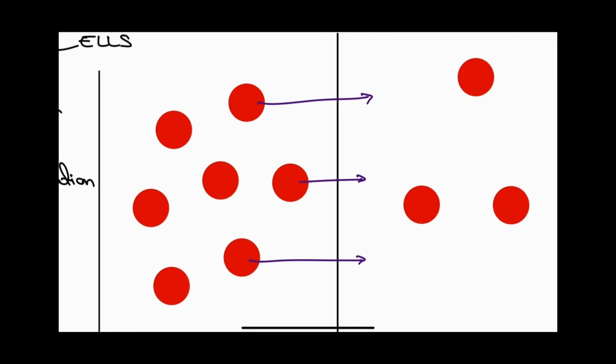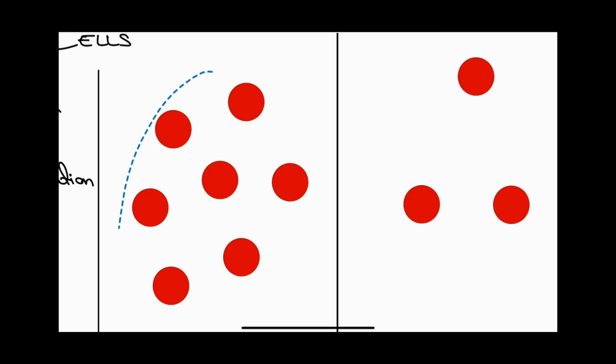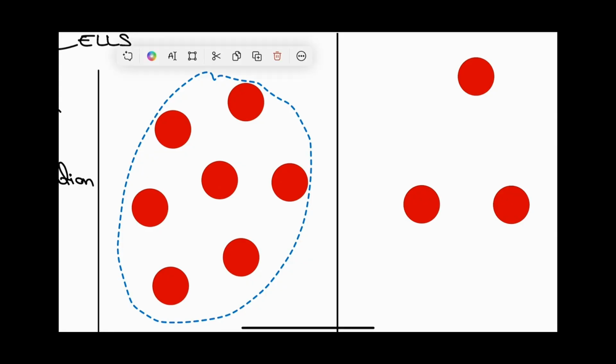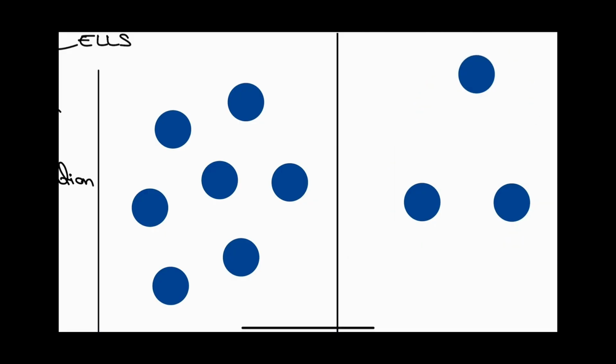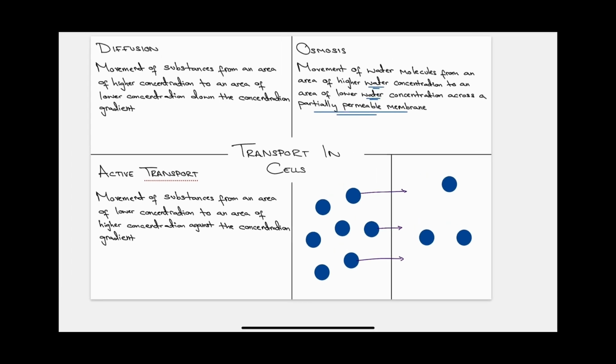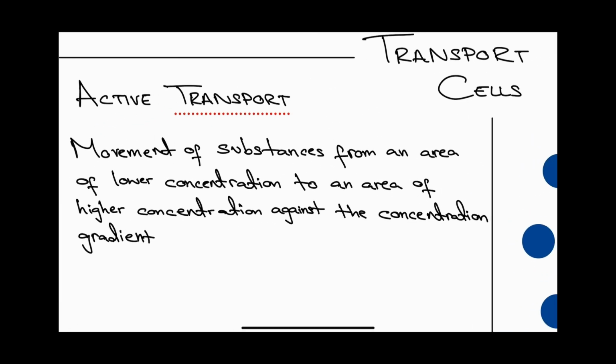So back to this diagram. If I use the same example, but let's just make this look a bit more like water. So on the left, we have more water molecules. On the right, we have fewer water molecules. So all it'll be is that the water molecules will be moving to an area of less water concentration across the partially permeable membrane. Now, final one, active transport.